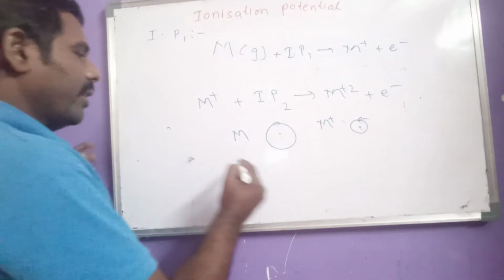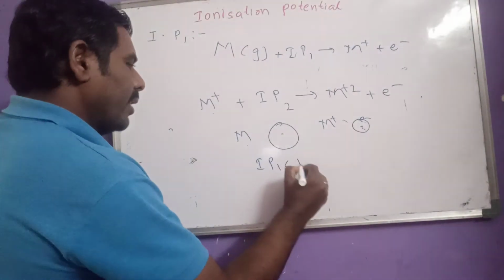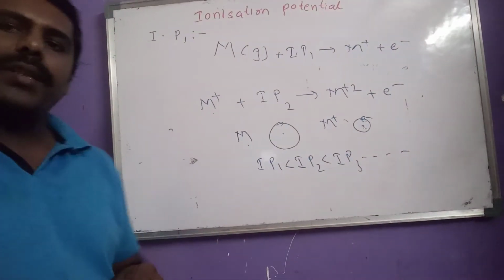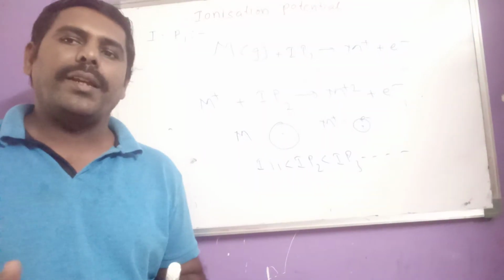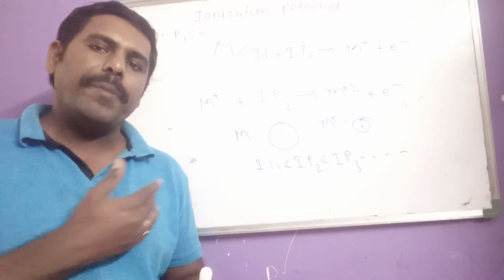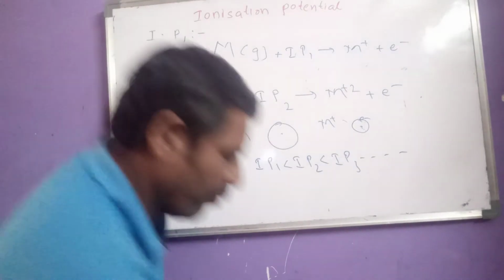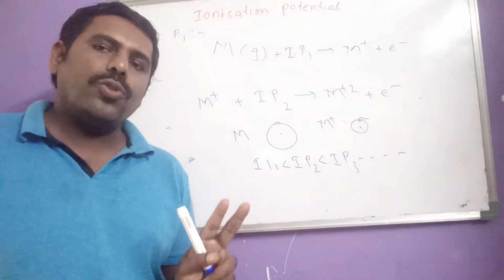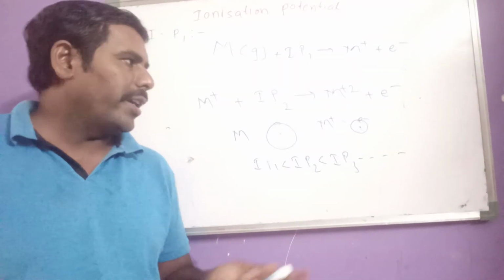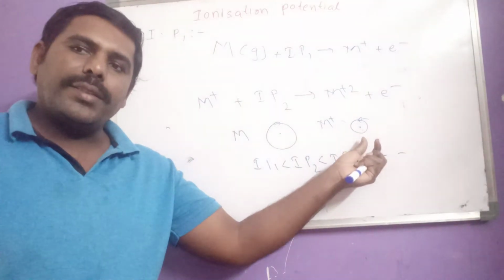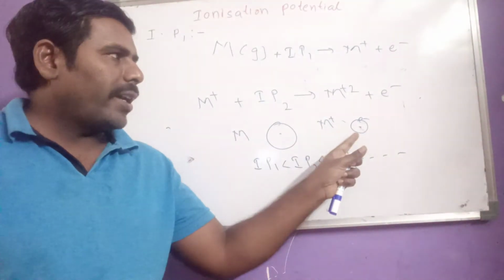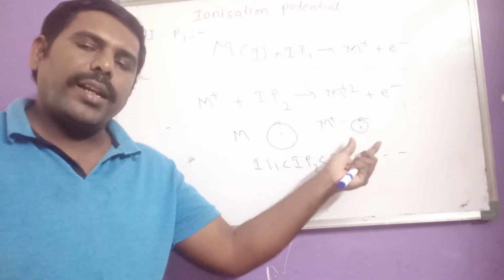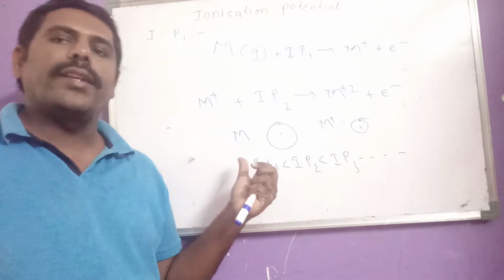So IP1 is less than IP2, less than IP3, and so on. That means second IP is greater than first IP, third IP is greater than second IP, and so on. Why is second IP greater than first IP? We can give two answers. First, due to the smaller atomic size, the nuclear attraction in a unipositive cation is more on the outer electron compared with a neutral gaseous atom.